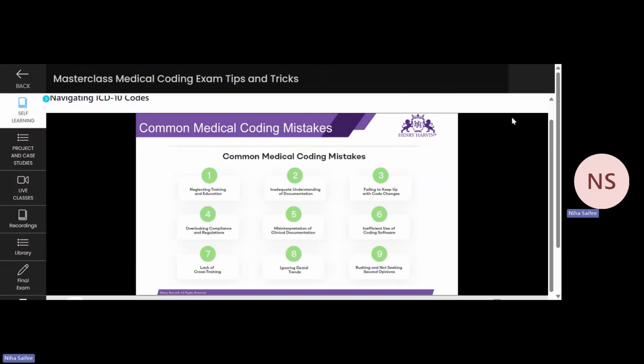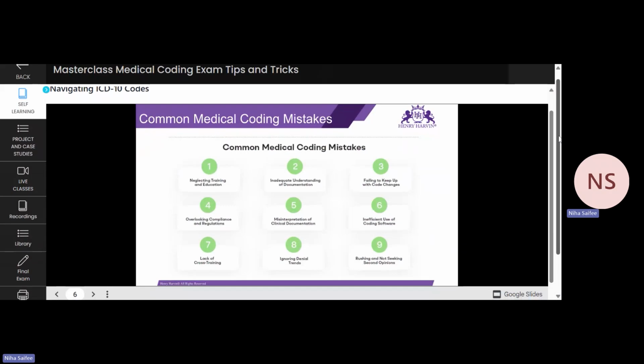Now, what are the common medical coding mistakes that we can look into? First, very important, neglecting training and education. You are part of the course, but you are not attending the course. You are not going through the recorded sessions. You are not learning. So obviously, it's not going to help, be it any course.